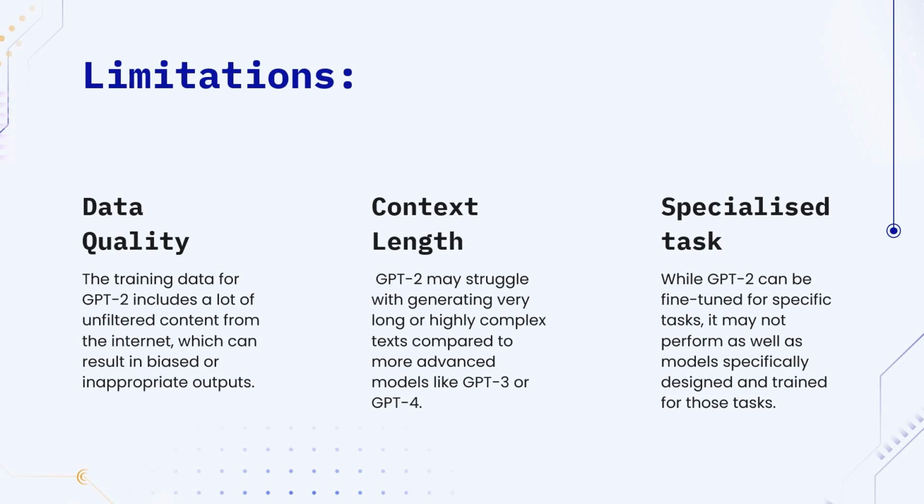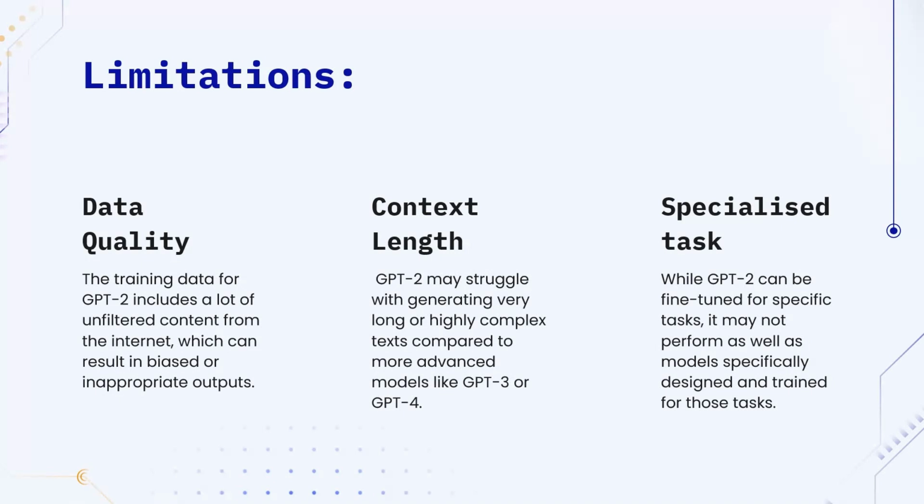So the first limitation is data quality, and this we have already covered earlier. This stems from the fact that the data on which this model was trained contained quite a lot of unfiltered content from the internet, which made the data far from neutral. And because of this, the model inherited the bias of the data in it. So because of this, the quality of the data suffers.